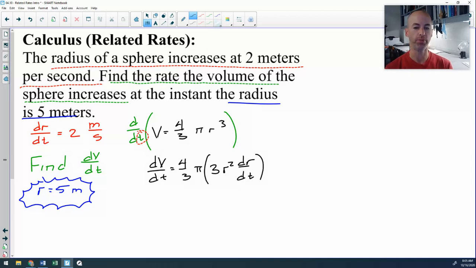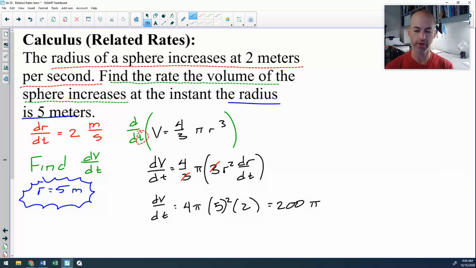And at this point, you plug in everything you know. So here we are looking for dv dt, so I will not plug anything in for dv dt. On the right side, I can plug in 5 for R, and I can plug in 2 for dR dt, and at the same time I am going to cancel these 3's. So we will end up with 4 pi times 5 squared times 2, since R is 5 and dR dt is 2. And when you multiply that out, 25 times 4 is 100, times 2 is 200 pi. So dV dt is 200 pi.